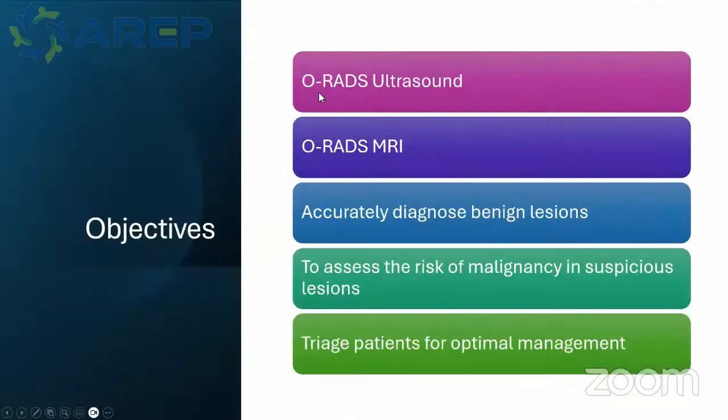So our objectives today are to review the O-RADS ultrasound categories and the O-RADS MRI categories, and with that knowledge base, to accurately diagnose benign lesions, to assess the risk of malignancy in suspicious lesions, and to triage patients for optimal further management, so that we don't have unnecessary follow-up or overtreat benign lesions, and give patients options for conservative management if they want to preserve the ovarian function.